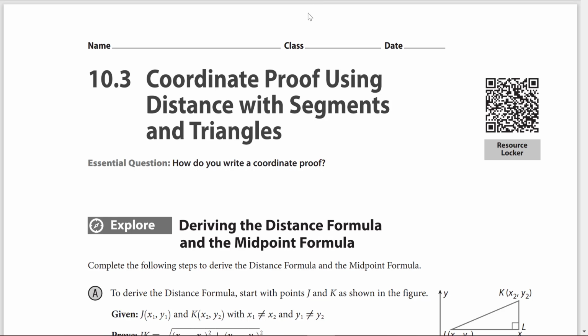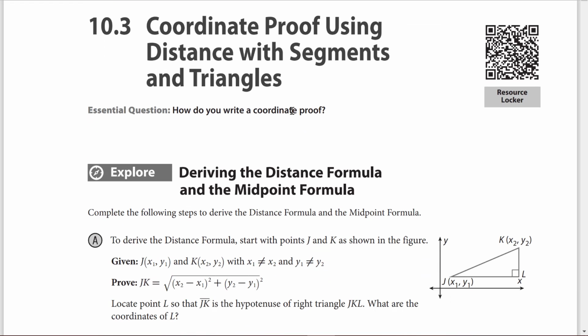Okay, hi everybody. We're going to be doing coordinate proofs using distance with segments and triangles today. This is section 10.3 in geometry, section 2.3 in math 3. So go ahead and open your book up, and we're going to take a look at this problem.